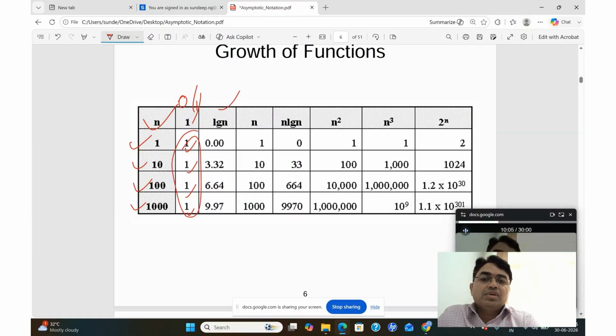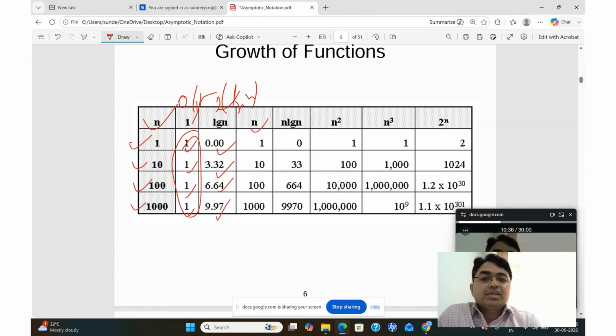In the case of log n, if we take one input, it will give us 0. In the case of 10 inputs, 3.32; for 100, 6.64; and for 1000 inputs, 9.97. We can see that if our algorithm is executing in log n time, the computation time will increase depending on the number of inputs.